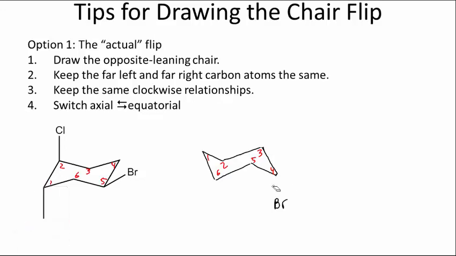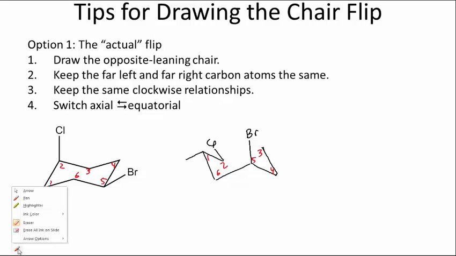Forget everything I said in the last 15 seconds. On 5 I have a bromine, and it's going up. So now it is going to become axial. On 1 I have a methyl group. It's going down. It will now be equatorial. And on 2, I have a chlorine. It is up. It will now be equatorial. And if I want to get fancy, I can put in the little break behind the bromine to show that the bromine is in front.